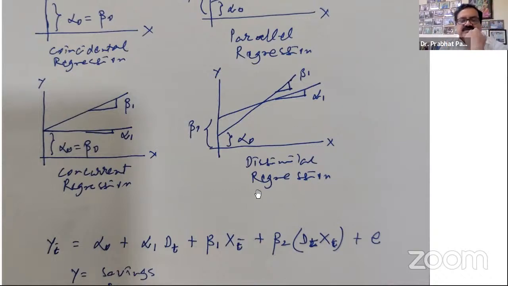And now the fourth one is called the dissimilar regression. Now, dissimilar regression is a pure case of a structural change that has happened in the economy. Here, the intercepts are different because these two have two different origins, and the slopes are also different. So you can see that these two curves are going in two different directions. So their betas are also dissimilar. So they are actually absolutely dissimilar regressions.